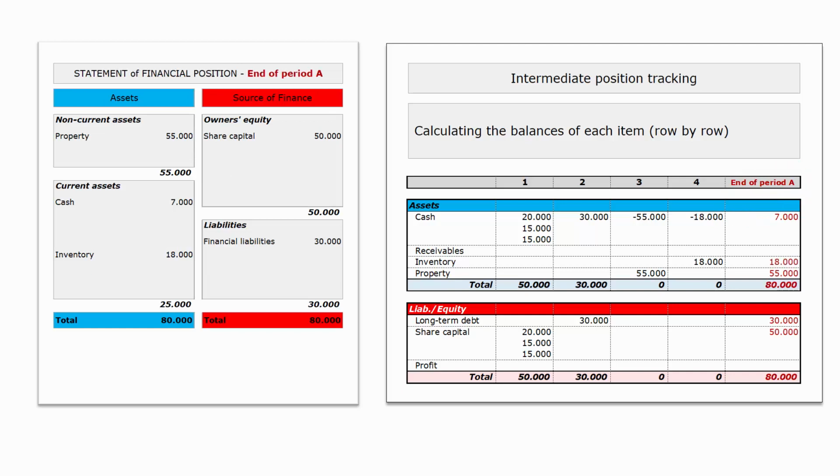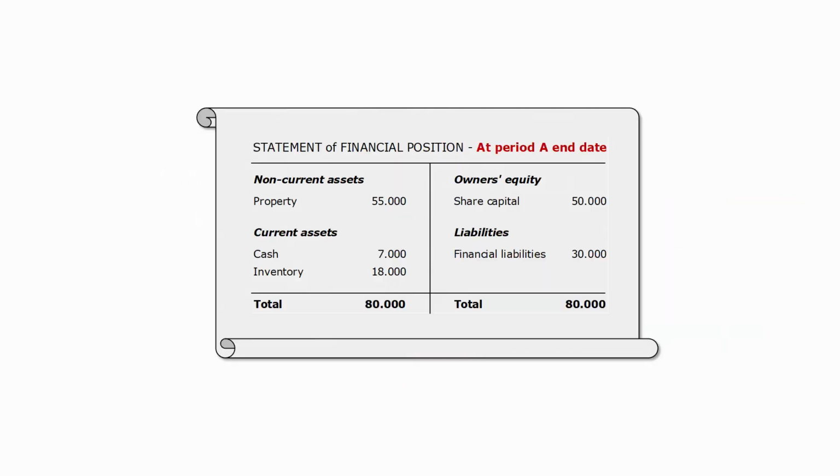This will start a process of calculating the balances of each item in the spreadsheet. Each item represents an account. These account balances can be reordered and relabeled in a preferred balance sheet presentation. This intermediate position tracking will provide the following balance sheet.